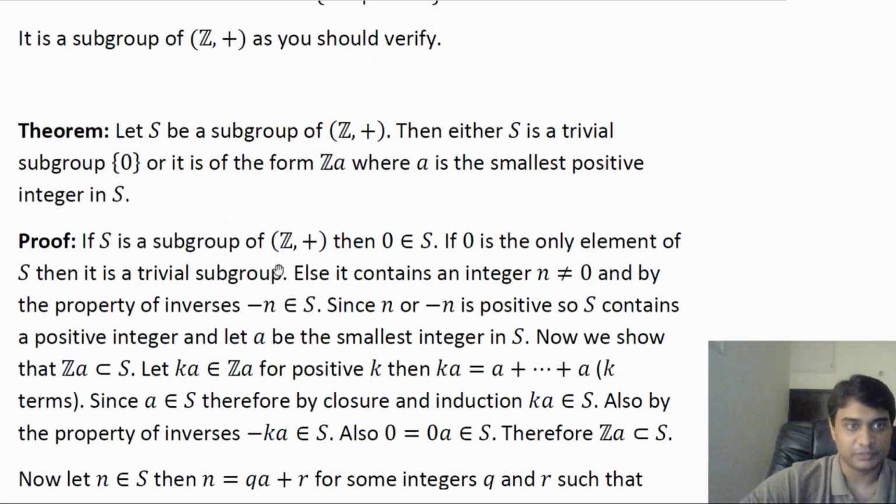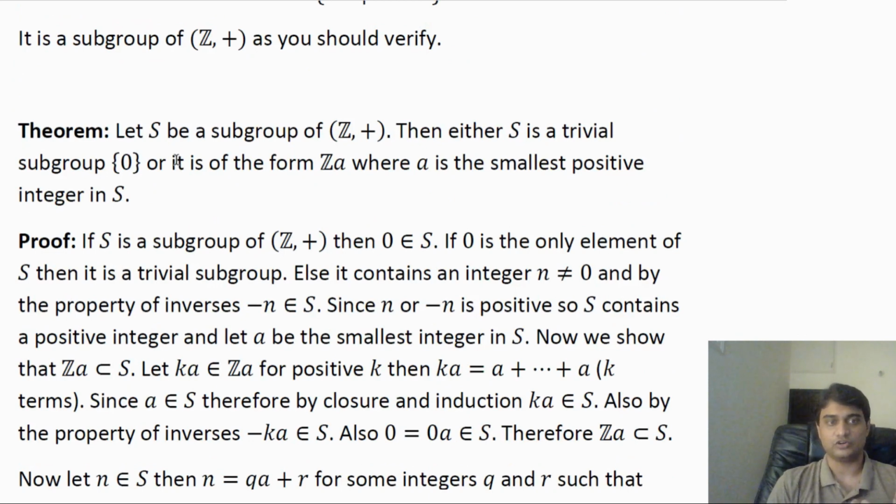So again, I repeat this. This is an important theorem. It says that if S is a subgroup of integers, we are not talking about any group, but a special group of integers, Z plus. So if S is a subgroup of integers, then either S is a trivial subgroup, right? Or if it is not a trivial subgroup, it has to be of the form ZA, right?